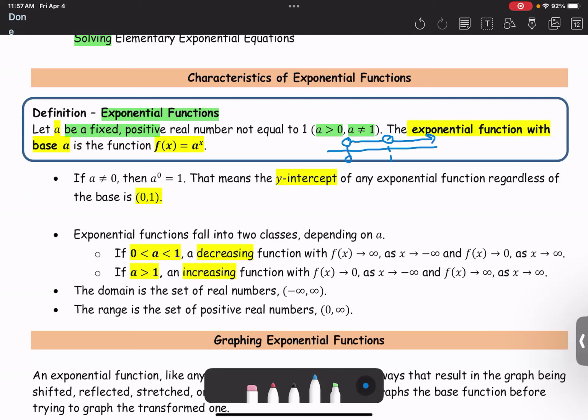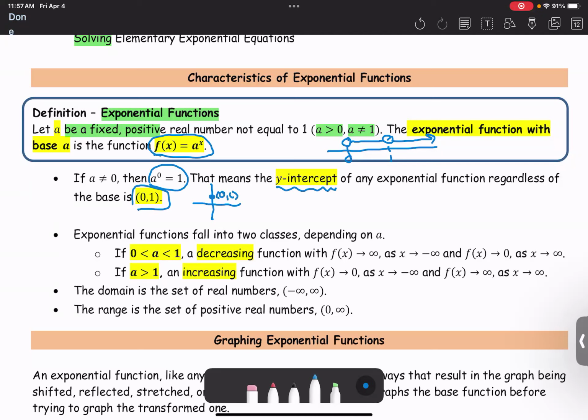In this case, the exponential function with the base a is the function f of x equals the base a to the power x. Note that if a not equals 0, then a to the power 0 equals 1. That means the y-intercept of any exponential function, regardless of the base, is (0, 1). That means any graph of an exponential function is going to pass through the y-intercept at the point (0, 1).